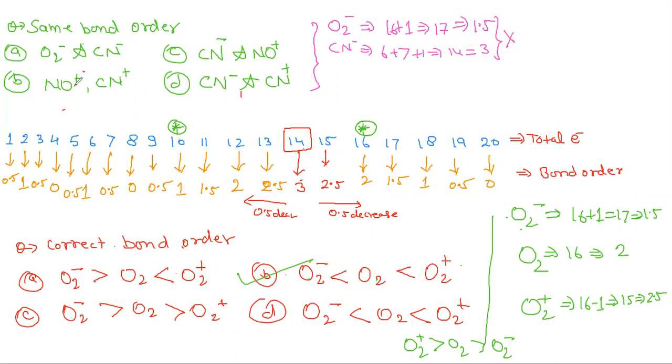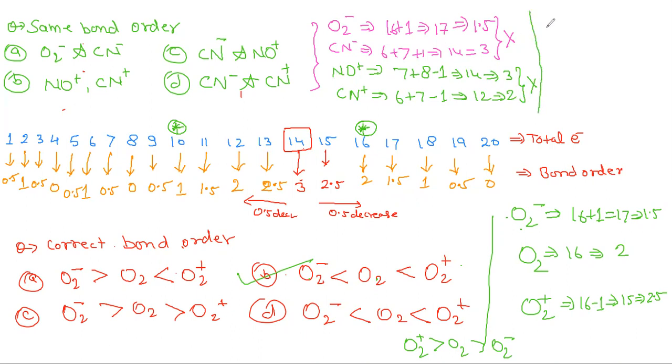Second option, you come to the second point. Second one is NO positive and CN positive. Nitrogen is 7, oxygen 8, minus 1, that is equal to 14. 14 means 3 bond order, and C 6 plus 7 and plus means minus 1, so that equal to 12. 12 means bond order 2. Then this is again a wrong option.